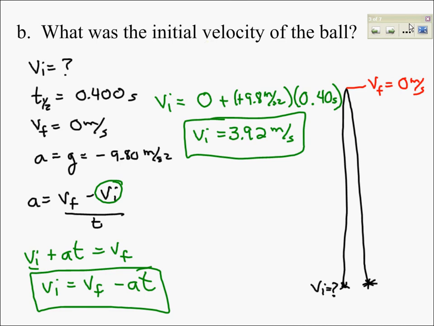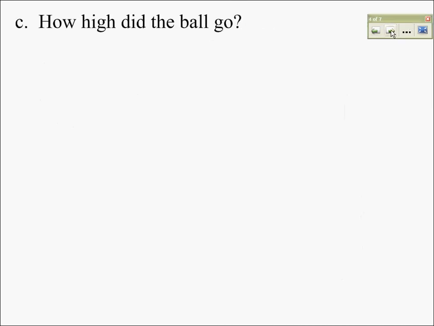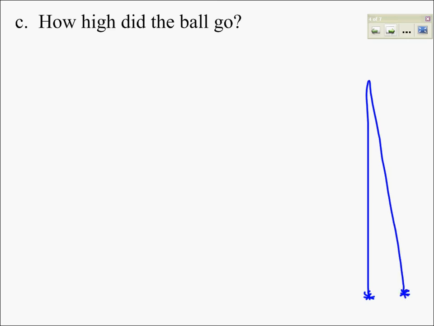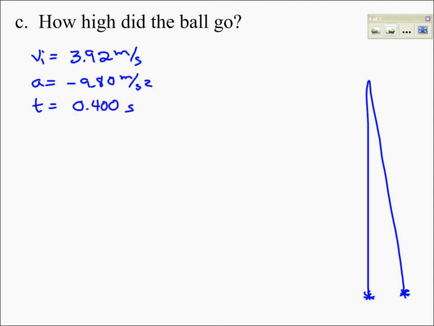Let's look at part C. How high did the ball go? So this time, we want that distance. There's our trajectory. Oh, I think it's going higher this time. This time, we know VI is 3.92 meters per second. We still know A is negative 9.8 meters per second squared. To get to the highest point, it took 0.4 seconds. And we know VF at the tip top is 0 meters per second. I want to find displacement.